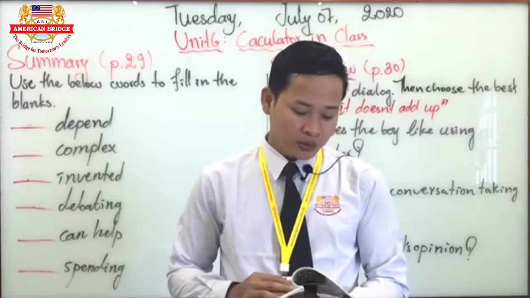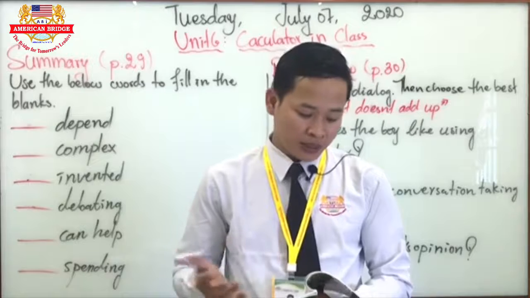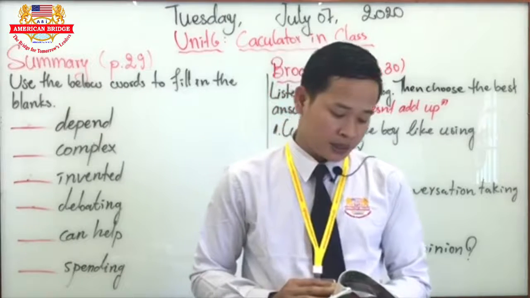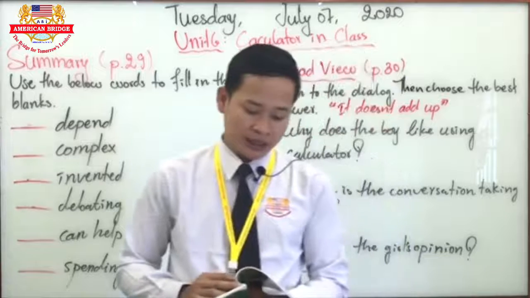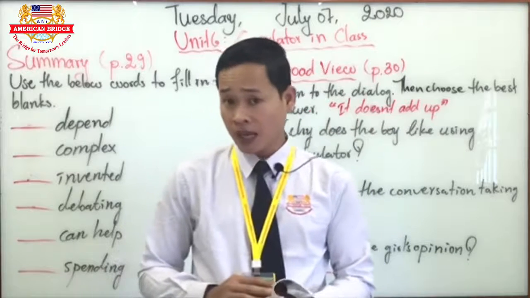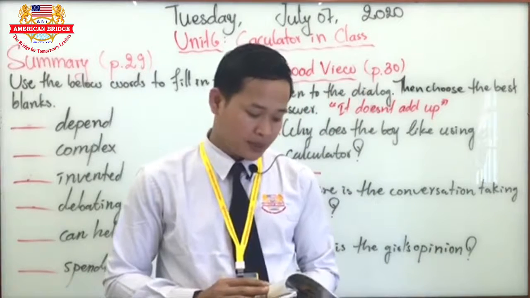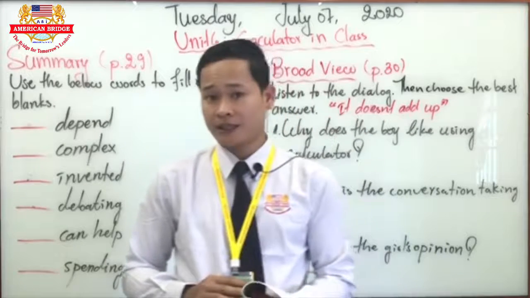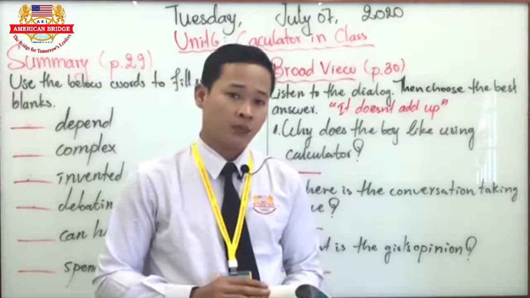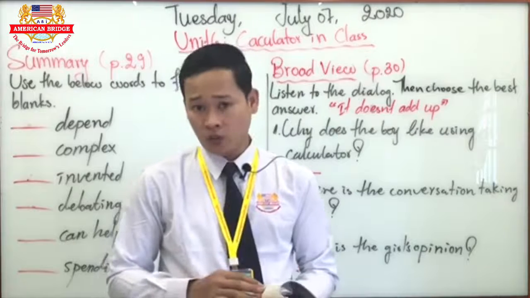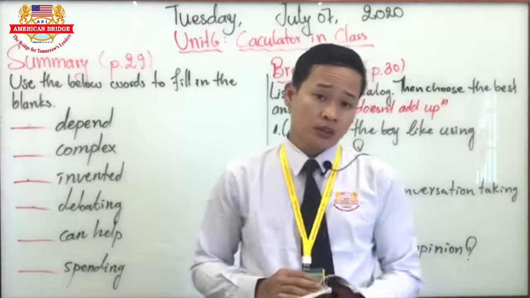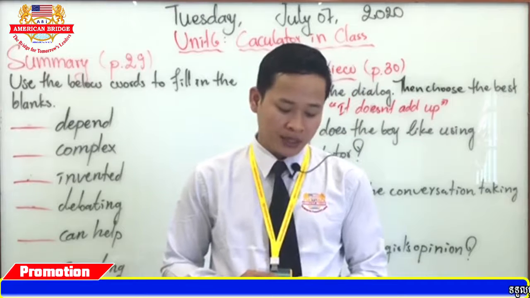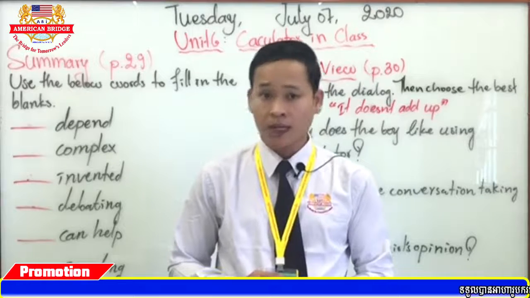Now let's answer number 1. A, calculator is fun to use. B, calculation is much easier with a calculator. C, a calculator always gives an accurate answer. So what did the boy and the girl talk about so far, everyone? The best answer is B, calculation is much easier with calculators.